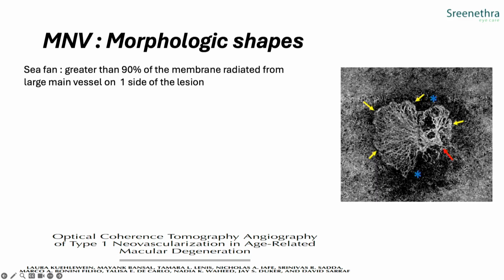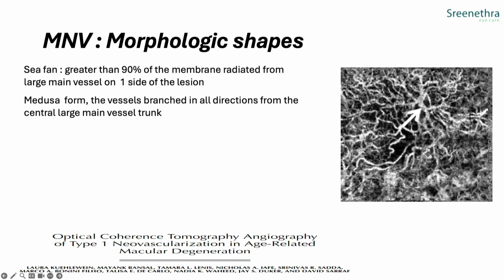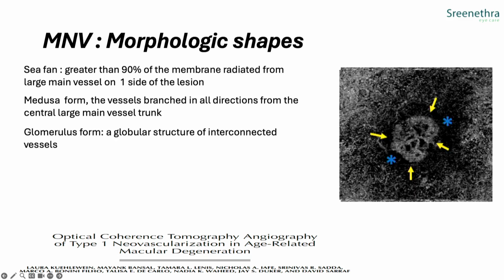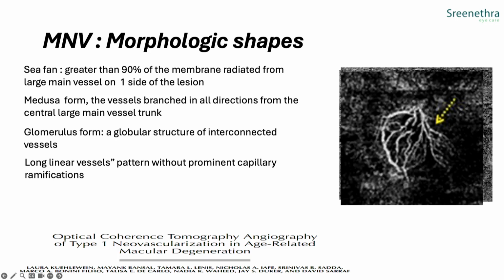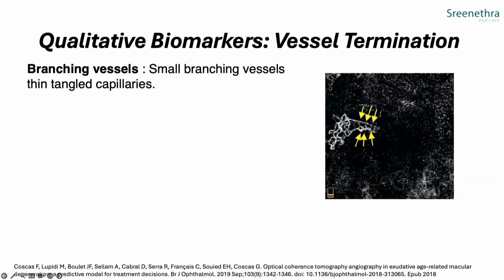So based on the morphological shape, you can have a C-fan, a medusa form, or a glomerular form. All these forms indicate an active CNV. Whereas these long linear vessels where there are no capillary ramifications are like a dead tree pattern and resemble the mature vessels, which respond poorly to the anti-VEGF.